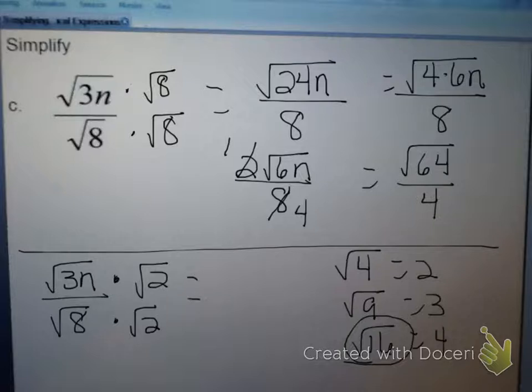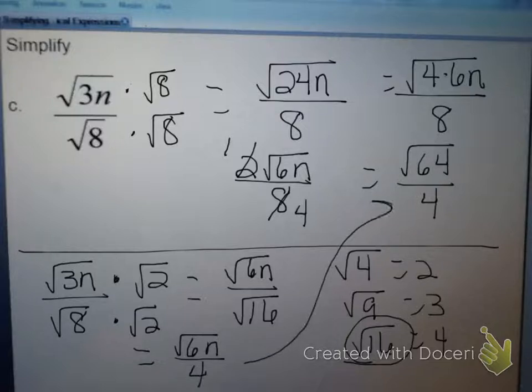So in the numerator, that's square root of 6 over square root of 8 times square root of 2, which is the square root of 16. And what is the square root of 16? 4. So you get the same answer, but the second method is by far the faster method.